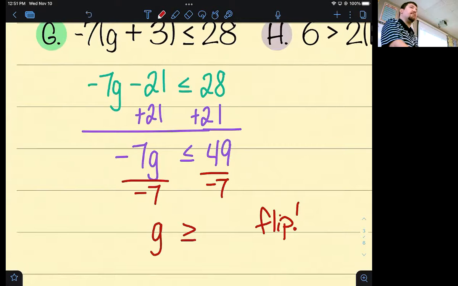What is 49 divided by -7? It's -7, isn't it? -7 times -7 gives me +49. So yeah. What do you guys think?